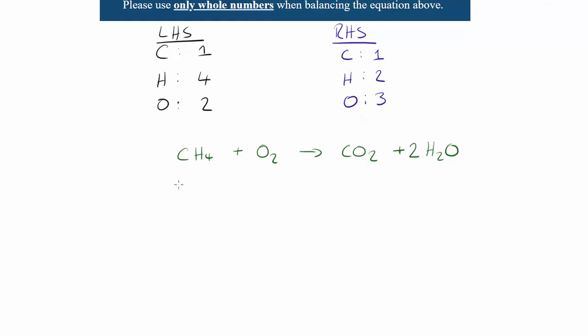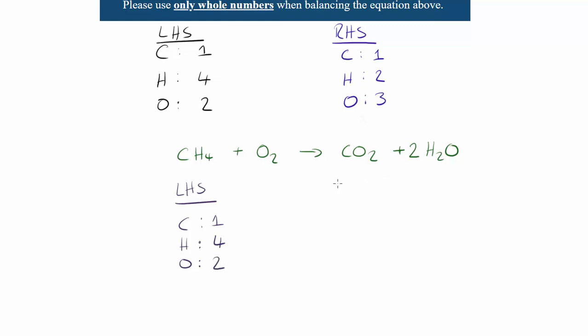So, left hand side. We didn't actually change anything on the left hand side, so this is all going to be the same. It's going to be CHO, and literally the same numbers as we had before, since we didn't change anything here: 1, 4, 2.